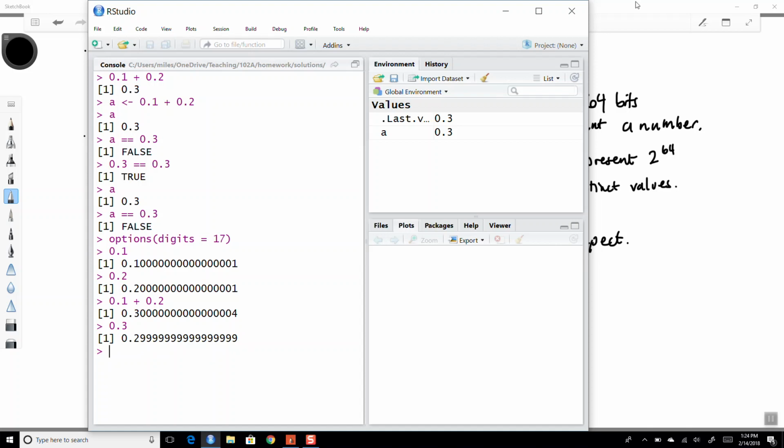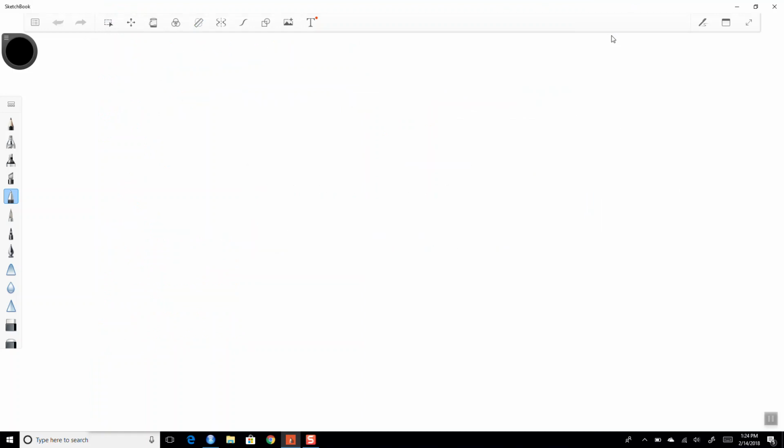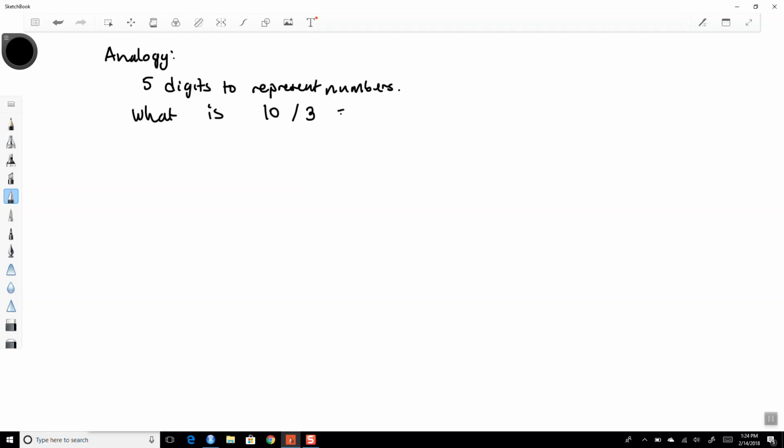All right, this is kind of the analogy. Imagine you're trying to keep track of numbers, and you are allowed only 5 digits to represent numbers. Somebody says, what is 10 divided by 3? You have to represent this in digits. You would say 3.3333. This is your 5-digit representation of what 10 divided by 3 is.